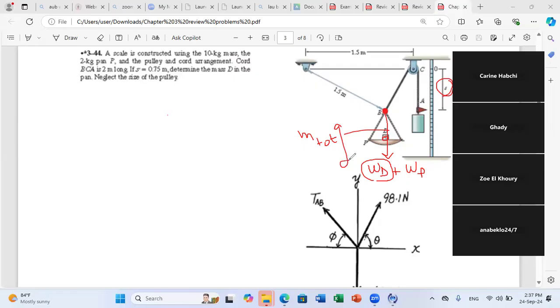Now, next, what do we have also at B? We have two cables. If we call this point D, let's say, this is TBD. Okay? And you have the tension in this cable, this one. I will call it TBC.